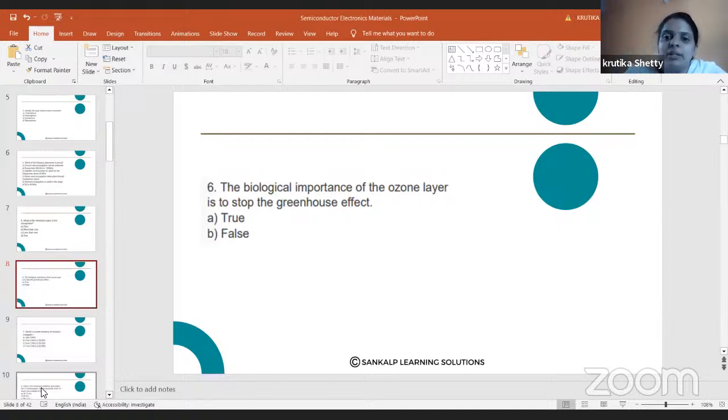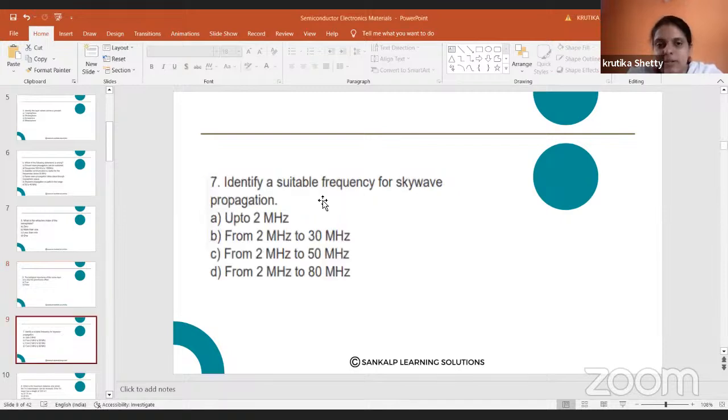The biological importance of the ozone layer is to stop the greenhouse effect. So you all know what the use of the ozone layer is, right? What it will do, it will protect us from the UV radiations, or ultraviolet radiations. Yes, very good. It is false. So by protecting that, no doubt later we can control this greenhouse effect and all. But we cannot state that as the ozone layer importance, right? So it is false. Next question.